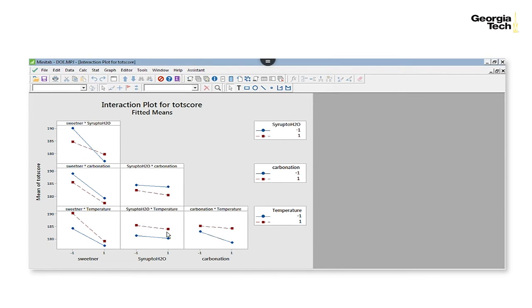And as you can see, those lines are basically parallel, which means the effect of syrup at low level of temperature and high level of temperature are similar. Therefore, the two-way interaction for these two variables is not significant.